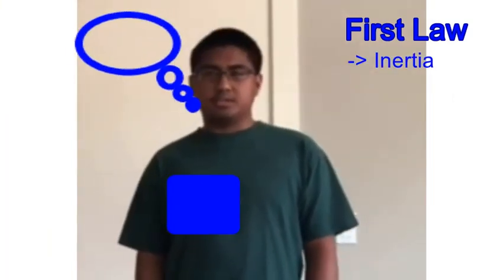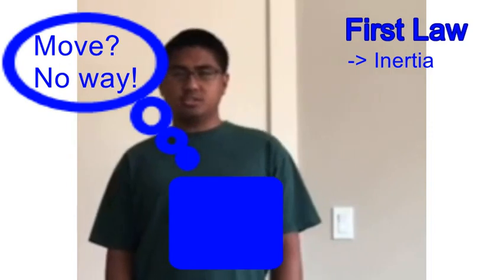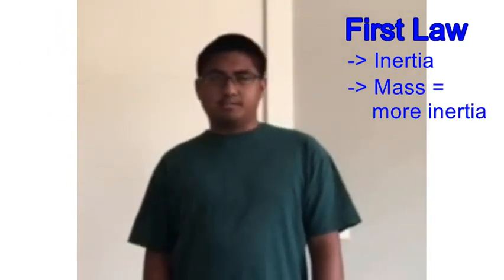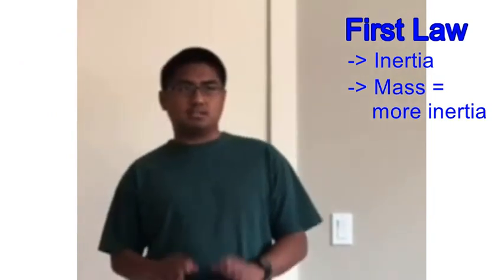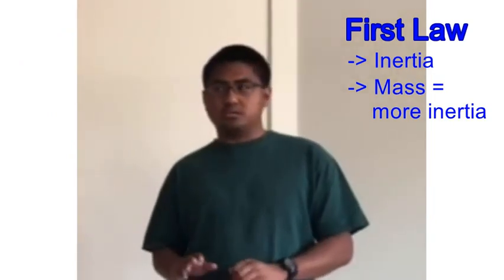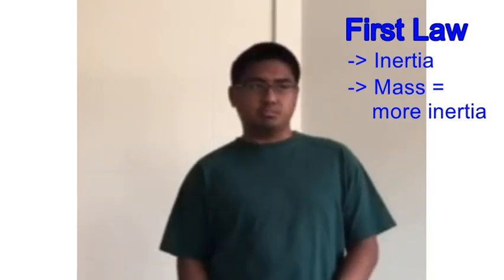Newton's first law generally states that all objects have inertia. Inertia is the tendency for these objects to resist changes in their velocity, which is also known as acceleration. Usually this is based on the mass of an object. More massive objects tend to have more inertia, meaning they're harder to move, especially when they're at rest.